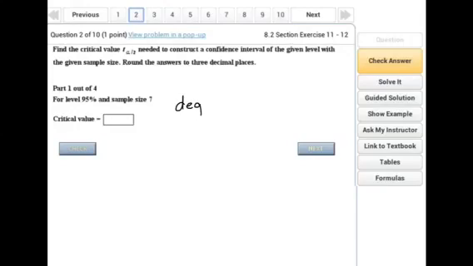freedom is 1 less than the sample size. So first thing I do is say the degrees of freedom in this case is equal to 6 because the sample size is 7. So now there's two ways to approach this problem.